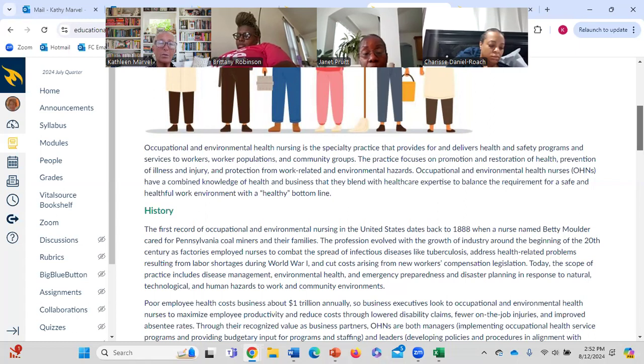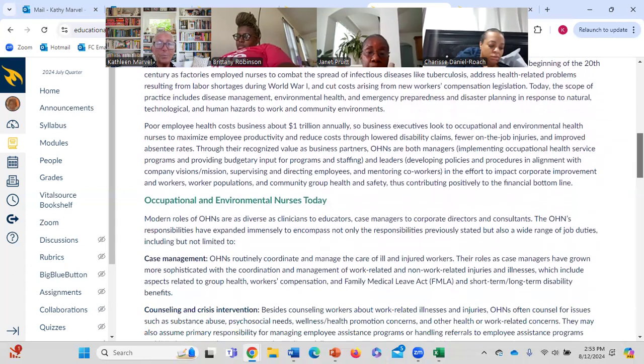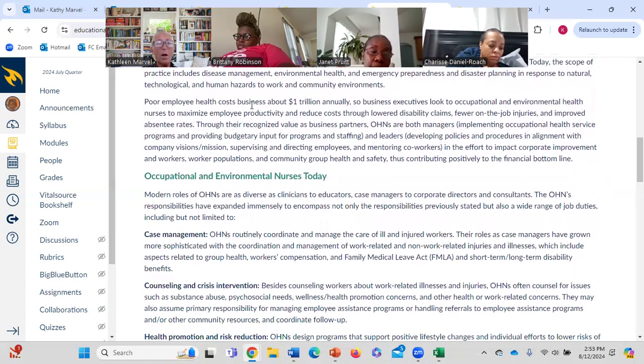The occupational nurse role has become a very critical part of the healthcare team for organizations. The goal is to keep people healthy and at work, and to do that, they have to be properly trained and educated. When you start having workplace injuries one after the other, things need to be evaluated. Poor employee health costs businesses an estimated $1 trillion a year. That's a lot, and this is why executives look to occupational environmental health nurses to maximize employee productivity and reduce costs through lower disability claims. This is what workers' comp is all about.